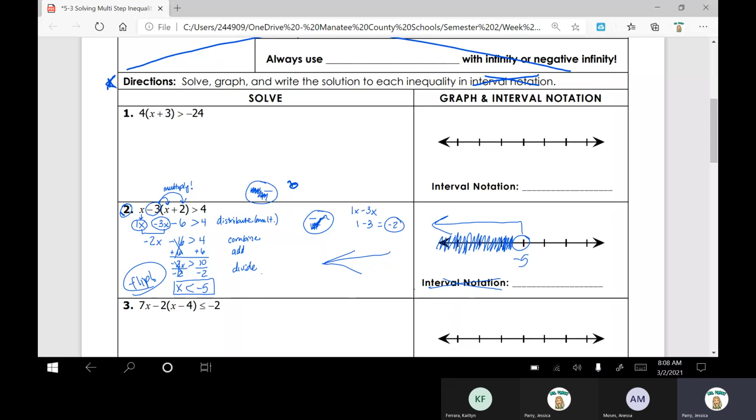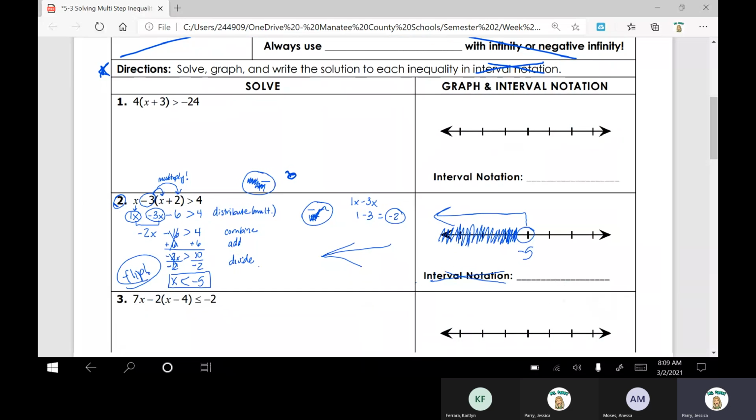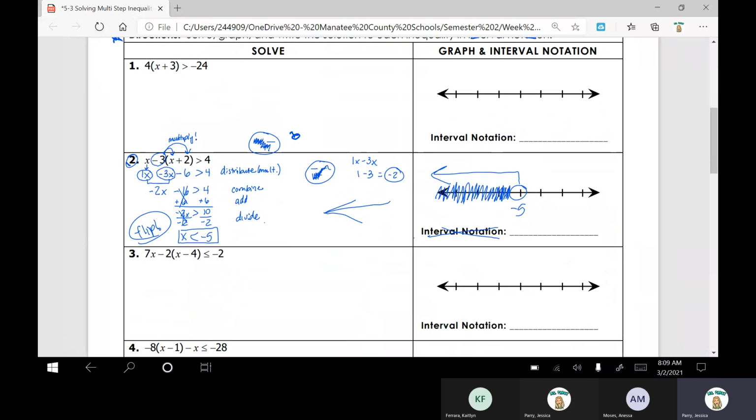Okay. So what I was saying, all I need is the -5 on the number line. I don't need the numbers before or after because the most important part here is that you know how to figure out what kind of dot and which way is your shading, okay? I know you guys know how to do number lines. That's not my concern right now.